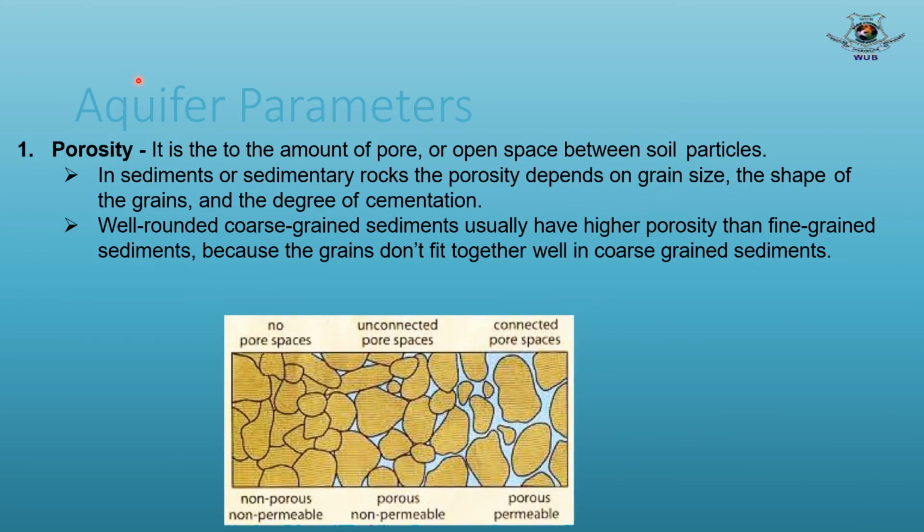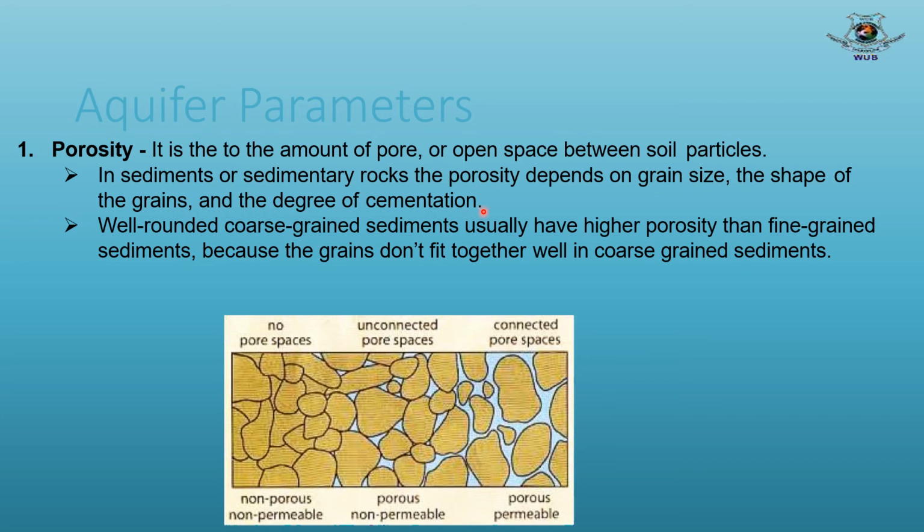Porosity. Porosity is the percentage of free available space in soil. That means it is the percentage of void space. Simply we can say it is the amount of pore or open space between soil particles. In sediments or sedimentary rocks, the porosity depends on grain size. As we know, circular grain-sized particles create a larger amount of porosity. Then the shape of the grains: if the shape of the grain is triangular, it creates a smaller amount of void or porosity.